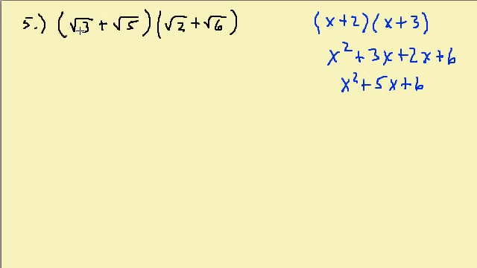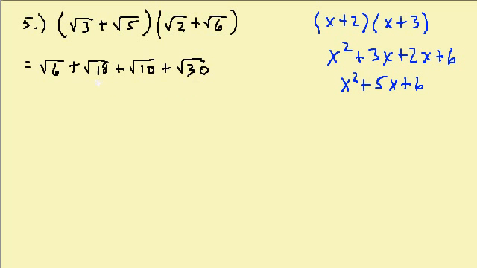So here we're going to multiply the first, so we have square root of 3 times square root of 2 is square root of 6, and then the outside square root of 3 times square root of 6 is square root of 18, inside square root of 5 times square root of 2 is square root of 10, and then the last square root of 5 times square root of 6 is square root of 30.